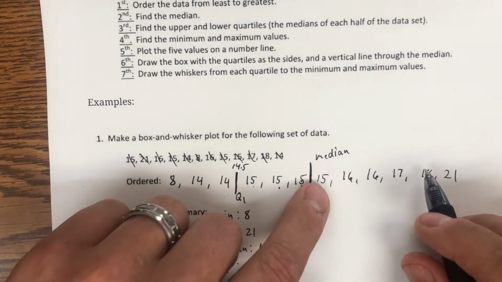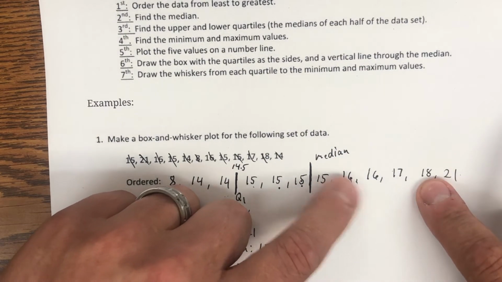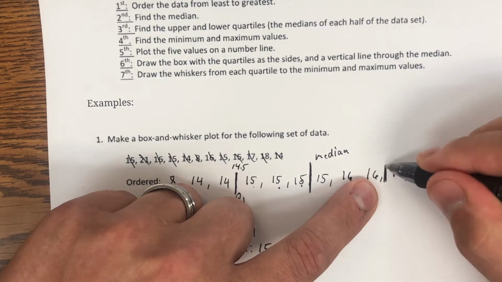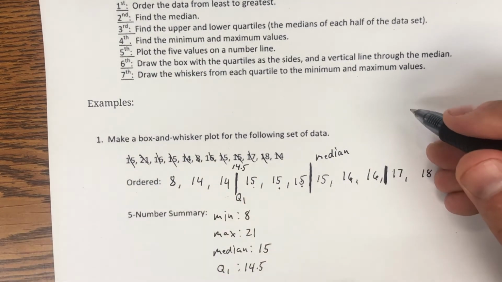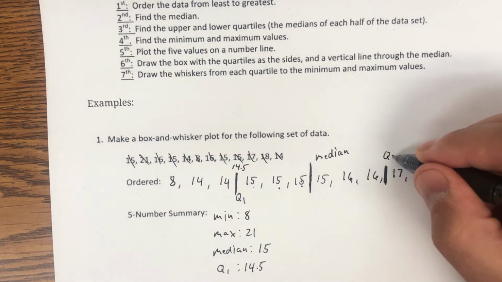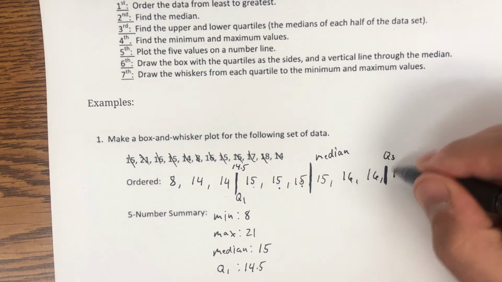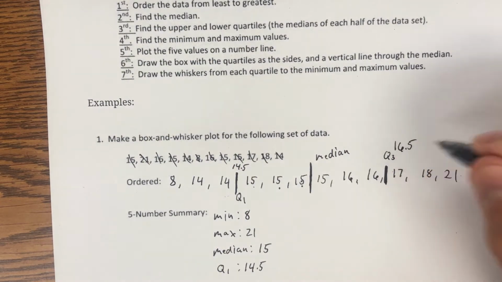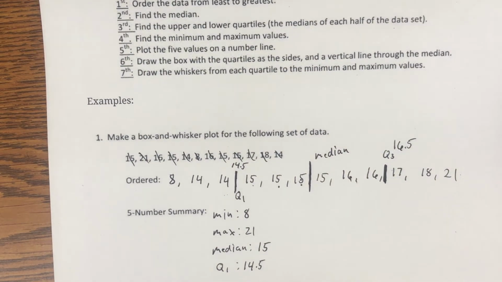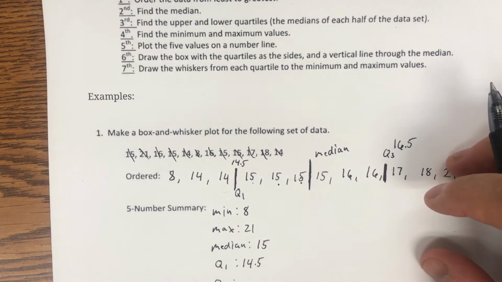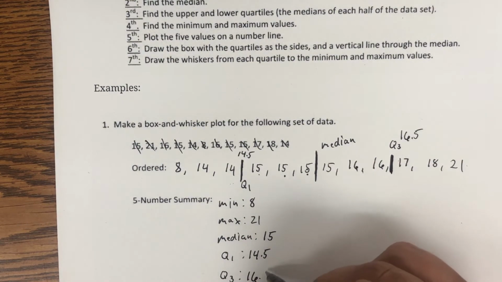And now the median of the upper half is halfway between 16 and 17. So that's quartile 3. And that's going to be 16.5. 16 plus 17 divided by 2. All right. So 16.5. Now we got to plot these on the number line.